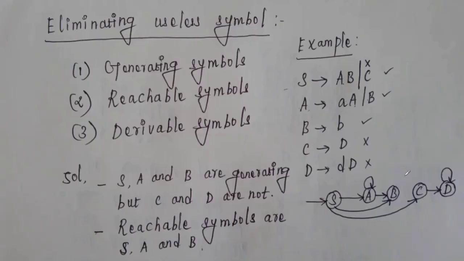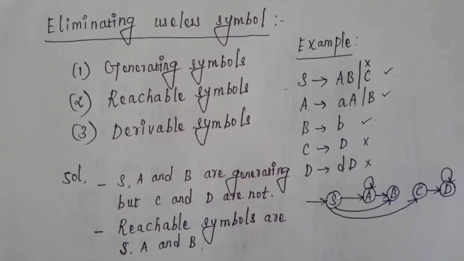Transition from A to B. Here look at the transition diagram: A to A, A to B. Next, B produces small b. There is no transition. Next, C produces capital D. There is a transition from C to D. D produces small d and capital D. So D to D, self-flow.